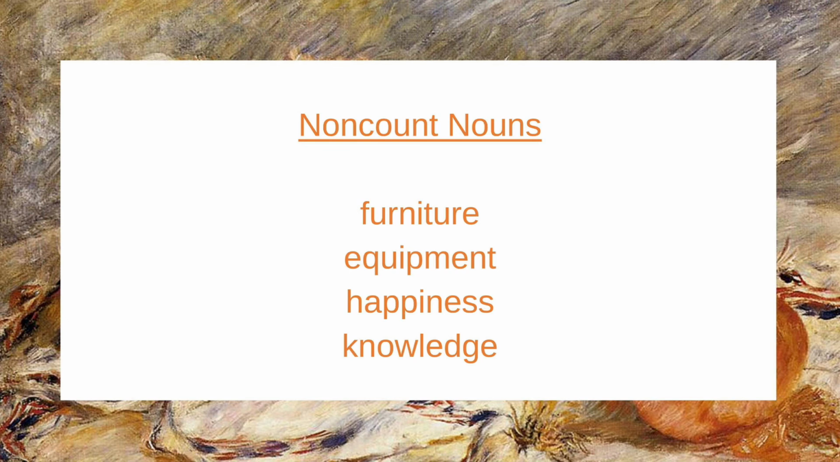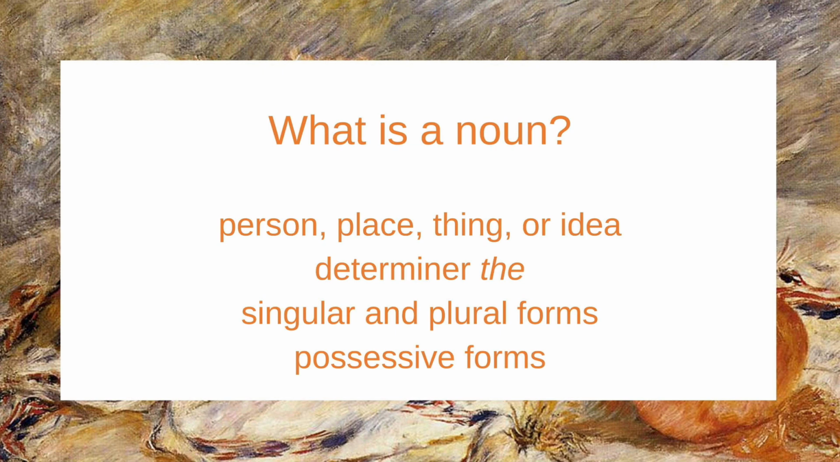Most nouns in English are count nouns. However, some nouns such as furniture and equipment are non-count nouns. Many nouns that express ideas such as happiness and knowledge are also non-count nouns. Despite a lack of plural forms, non-count nouns are still nouns. Non-count nouns name things and ideas. Non-count nouns also take the determiner the: the furniture, the equipment, the happiness, the knowledge.